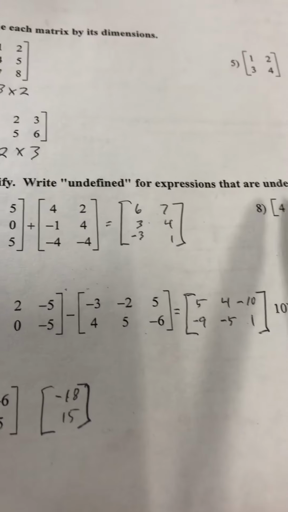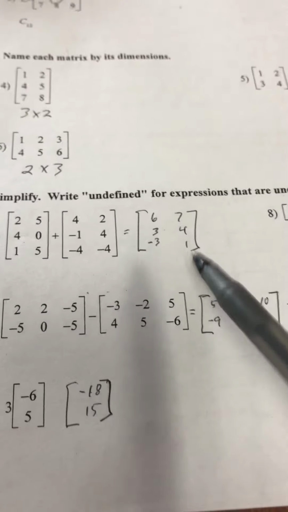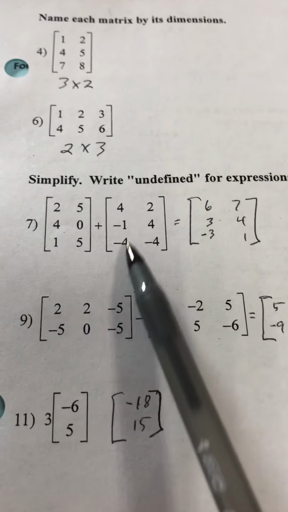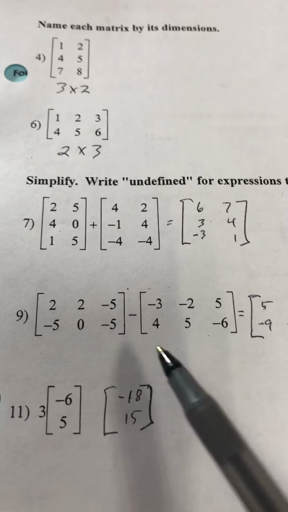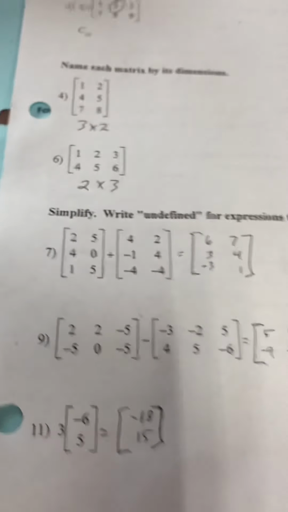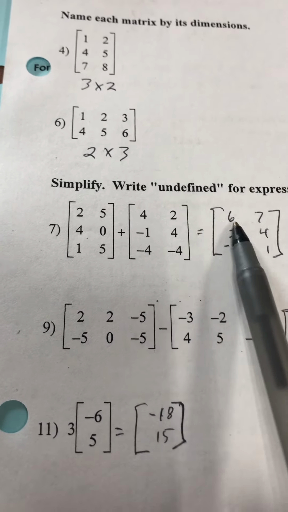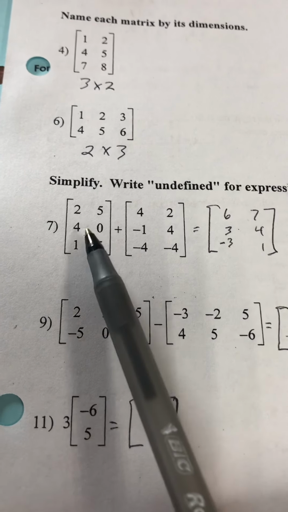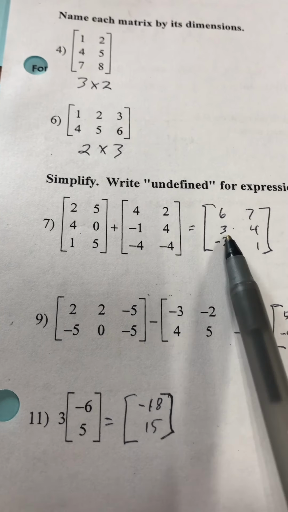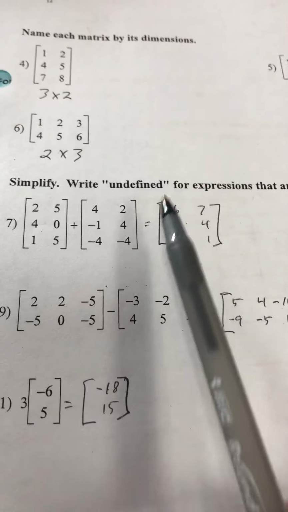Write undefined for any expressions that are undefined. I didn't think I saw any that would be undefined, but that's if they didn't have something to add or subtract or multiply or whatever. So taking a look at these, we're adding these. You just add each element. So 2 plus 4 is 6, 5 plus 2 is 7, 4 plus a -1 is 3, 0, and so on. So you can see my answer there. Make sure you have the brackets.